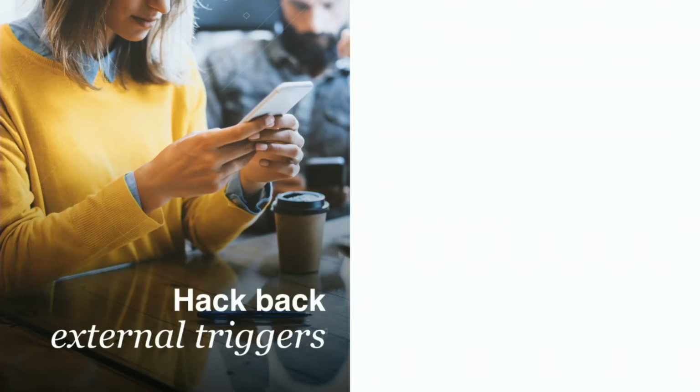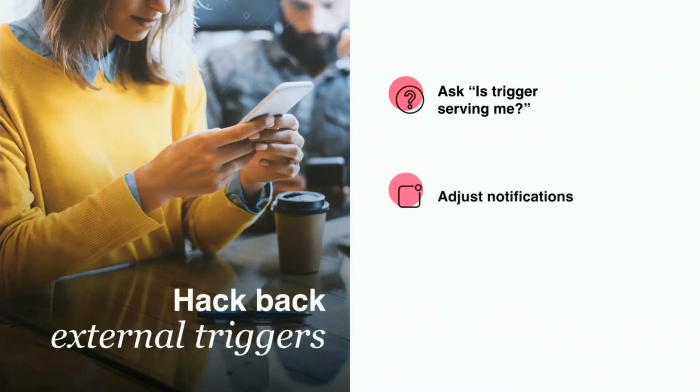So the idea here is to hack back these external triggers by asking ourselves this critical question. This is kind of my Marie Kondo moment. Is the trigger serving me, or am I serving it? Is it leading me towards something I want to do, an act of traction, something I plan to do, or is it taking me off track? It's leading to distraction. Then what we want to do is, of course, adjust those notification settings.